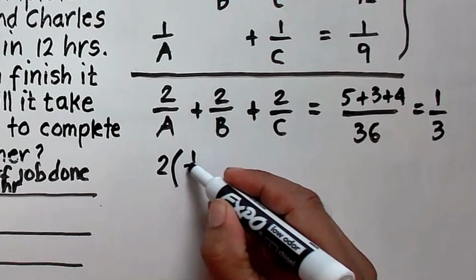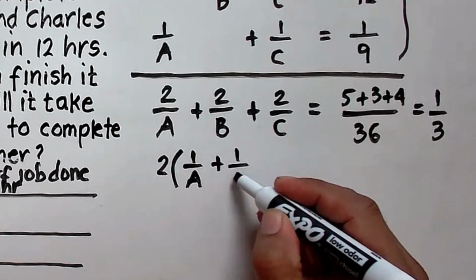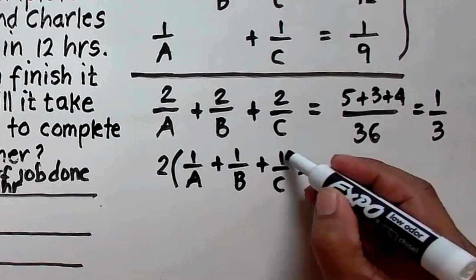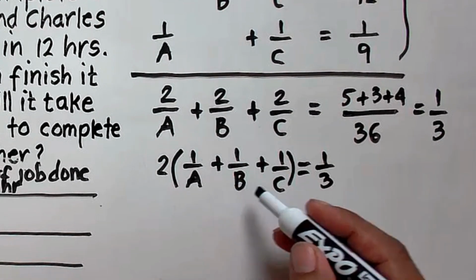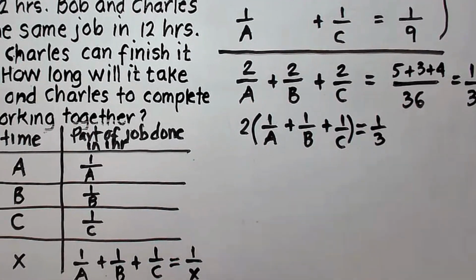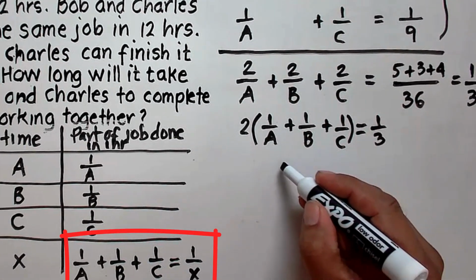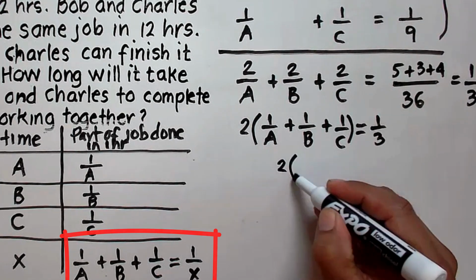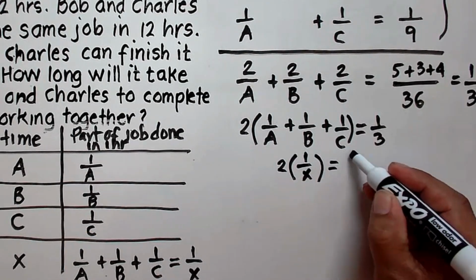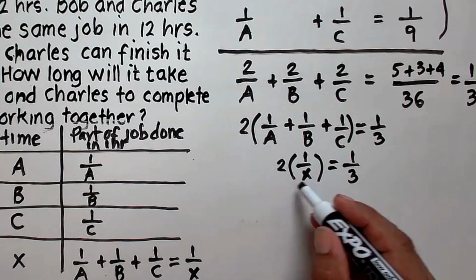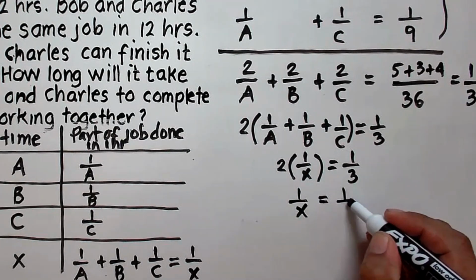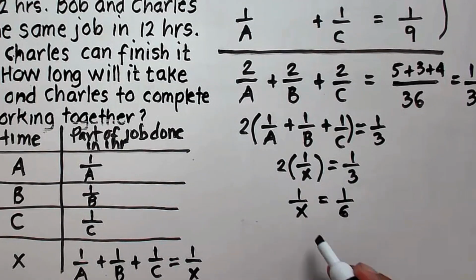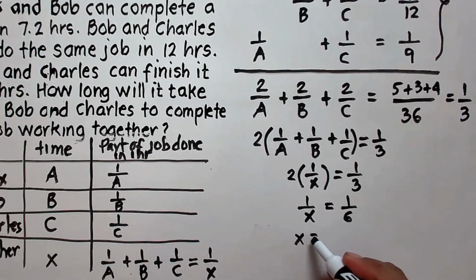times 1 over A plus 1 over B plus 1 over C equals 1/3. But what is 1 over A plus 1 over B plus 1 over C? We said that is equal to 1 over x. So we have here 2 times 1 over x equals 1/3. And dividing both sides by 2, we have 1 over x equals 1 over 6. So that means x is equal to 6.